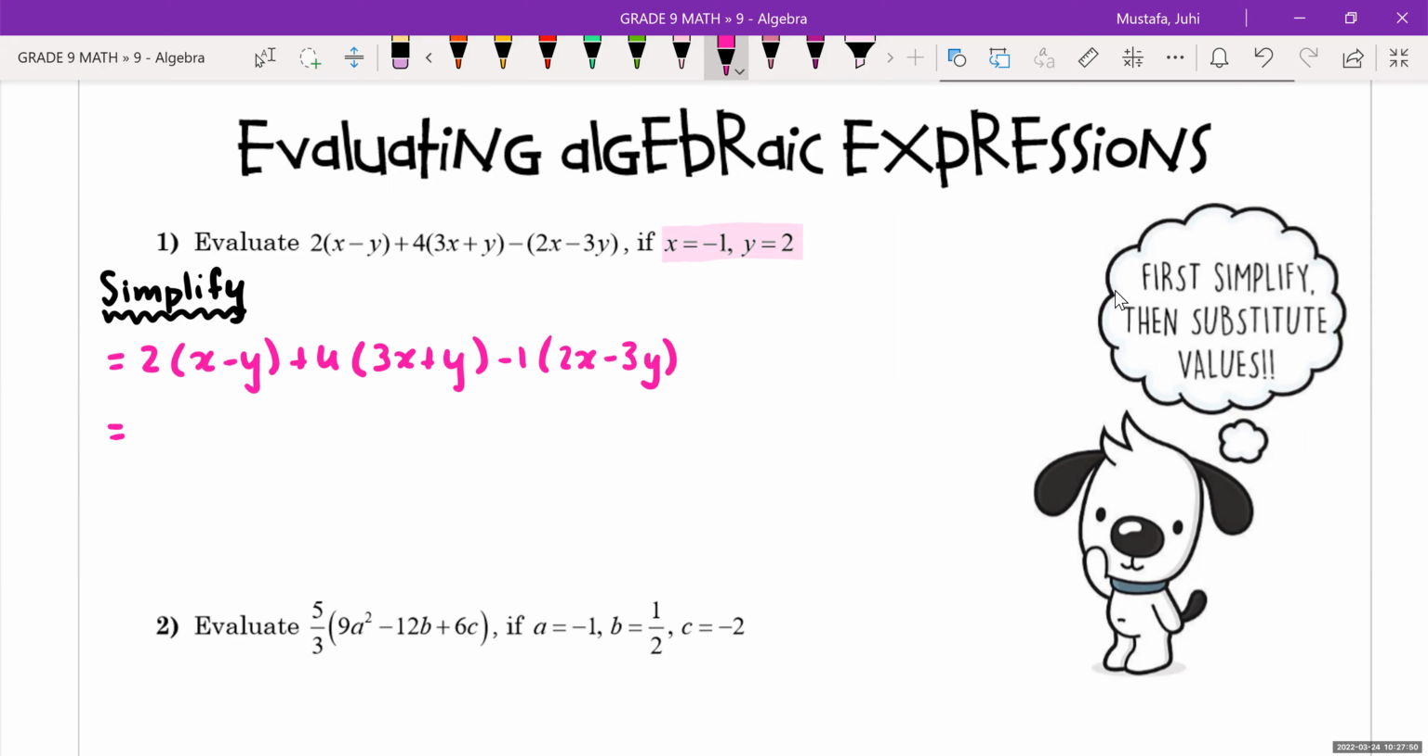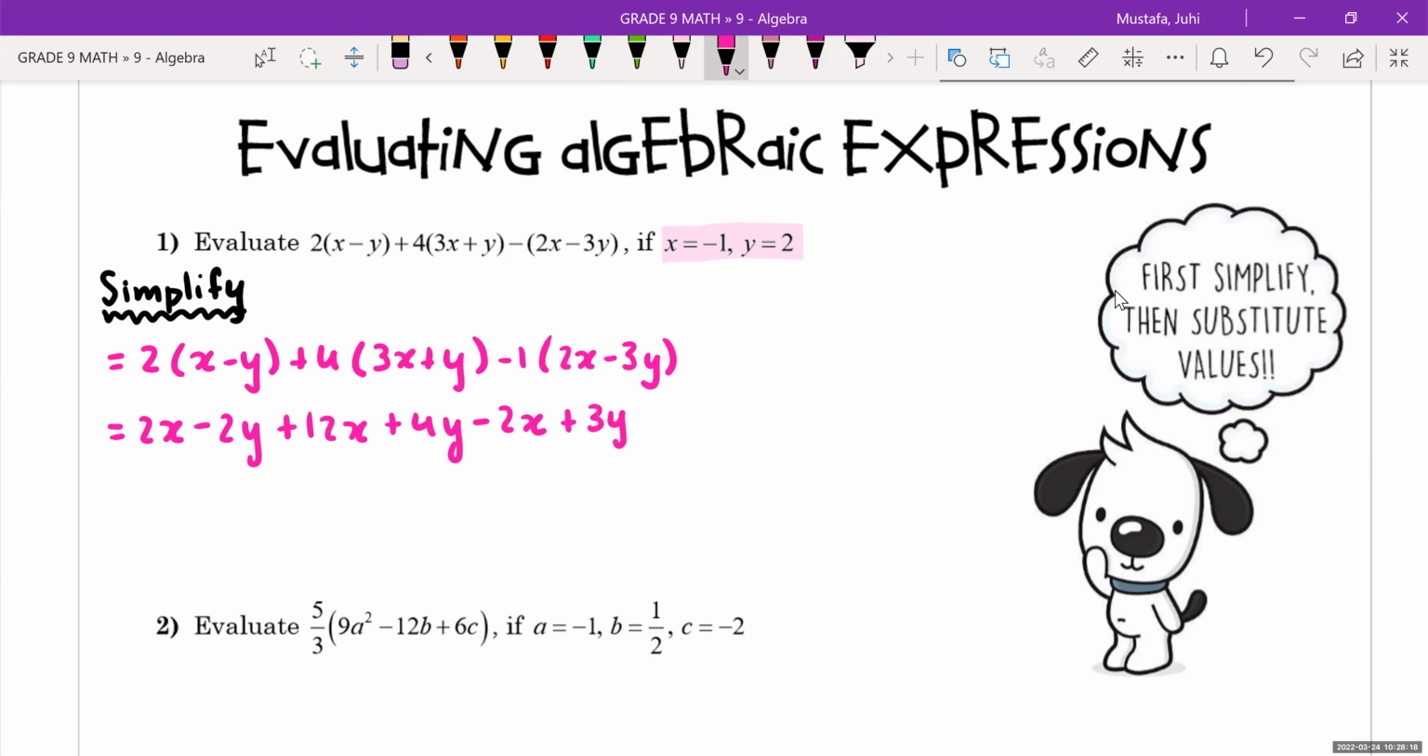Okay, so we're going to end up getting 2 times x is 2x, 2 times -y is -2y, 4 times 3x is 12x, 4 times y is +4y, minus 1 times 2x is -2x, minus 1 times -3y is +3y.